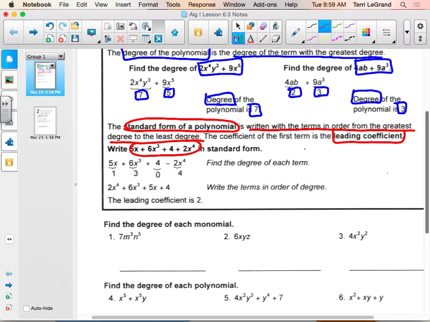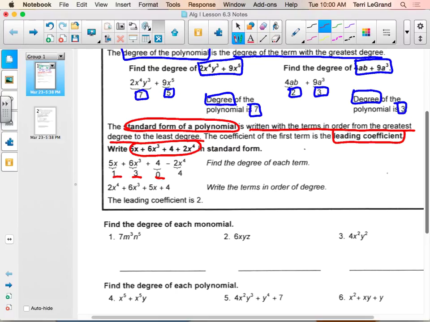We need to put those monomials in order from greatest degree to least degree. So see how they've identified the degrees underneath here? The first one, 5x, has degree 1, 6x cubed is degree 3. Notice this one. When you have just a number, no variable part, it's degree 0. Anybody think they know why that would be? Why would we consider just a constant, a number, to be a degree 0? Let me remind you, we get the degree from the variable parts. Are there any variable parts?